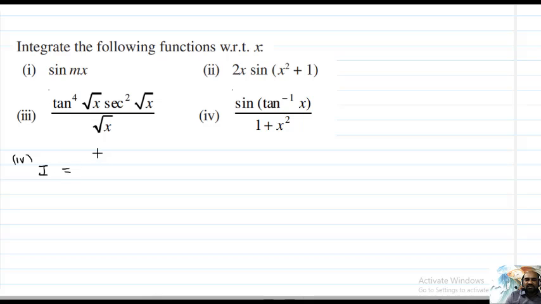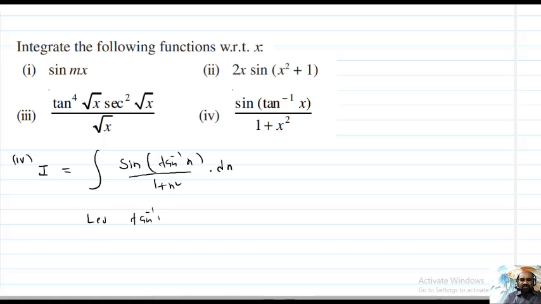Next problem, the fourth problem. I is given as the integral of sine of tan inverse of x by 1 plus x square into dx. Just by observing the problem you can say what should be substituted. Let tan inverse of x be t. So 1 by 1 plus x square into dx is nothing but dt in integral language.